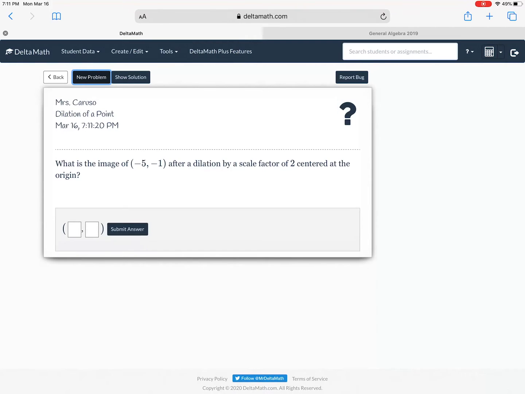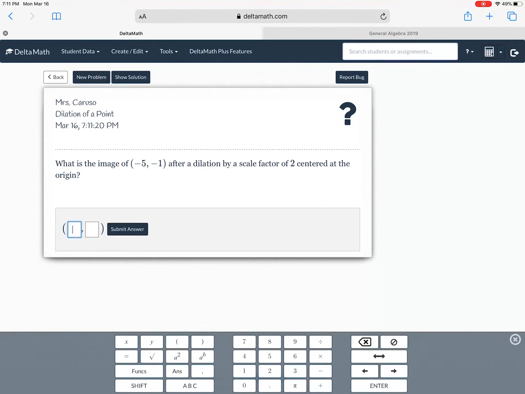Let's try another one. Scale factor of 2 again. Okay, it's not always a 1/3 or a 2. I guess it's just giving us the same numbers repeatedly. So do we multiply or divide? Yes. Multiply by what? Yes, again. Multiplying by 2. So -5 times 2, -10. And -1 times 2, -2.